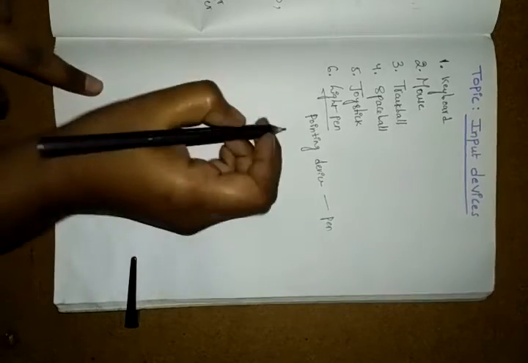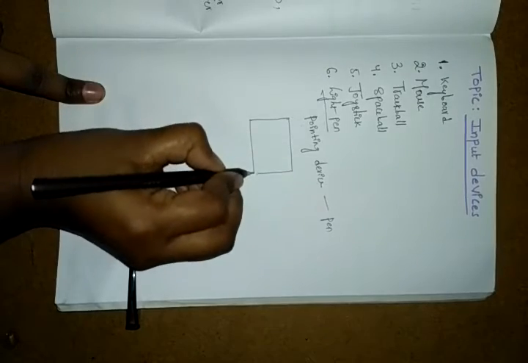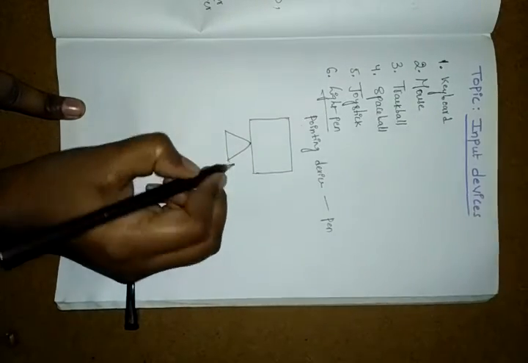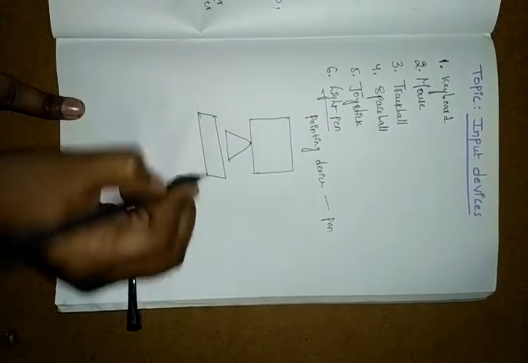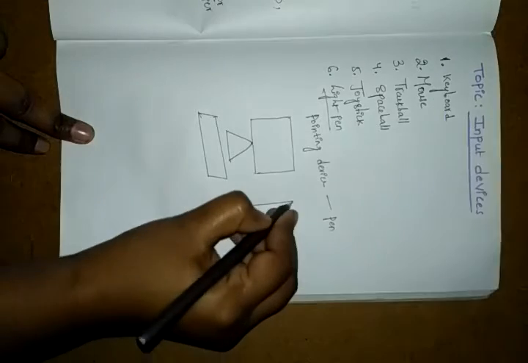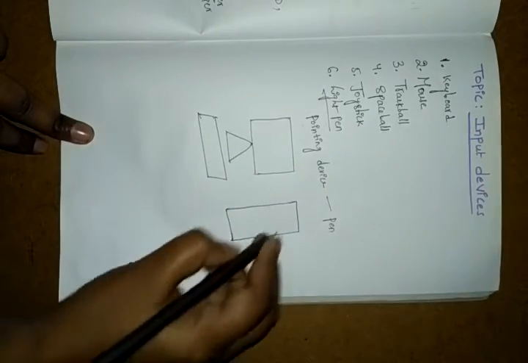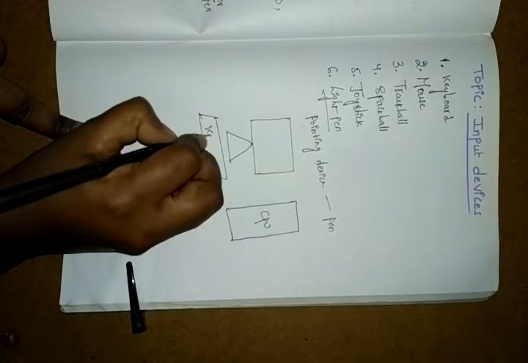Suppose I am taking one computer. This is our keyboard, and here I am taking one box, which we can call the CPU. This is our CPU and this is our keyboard.